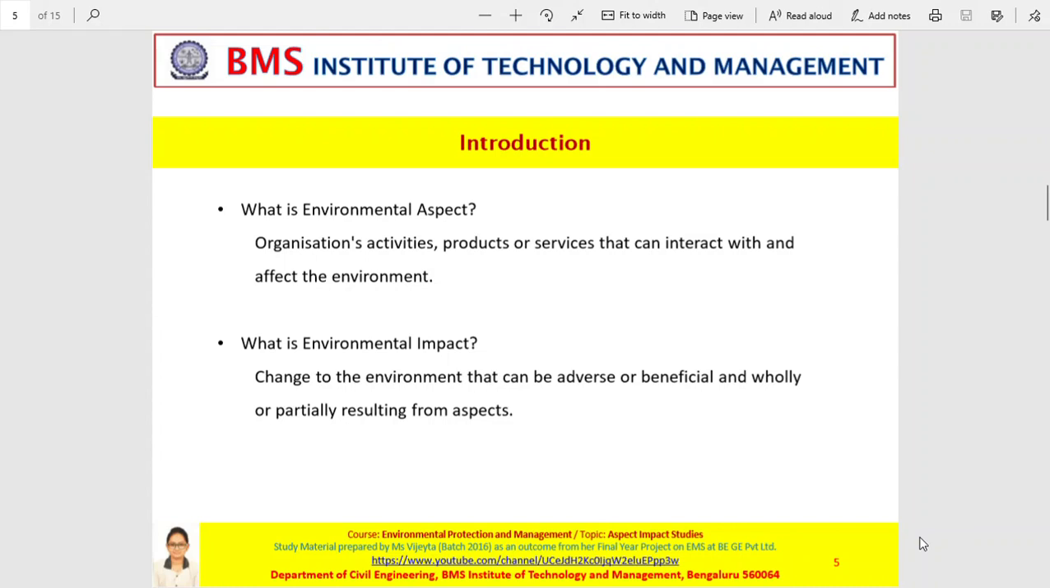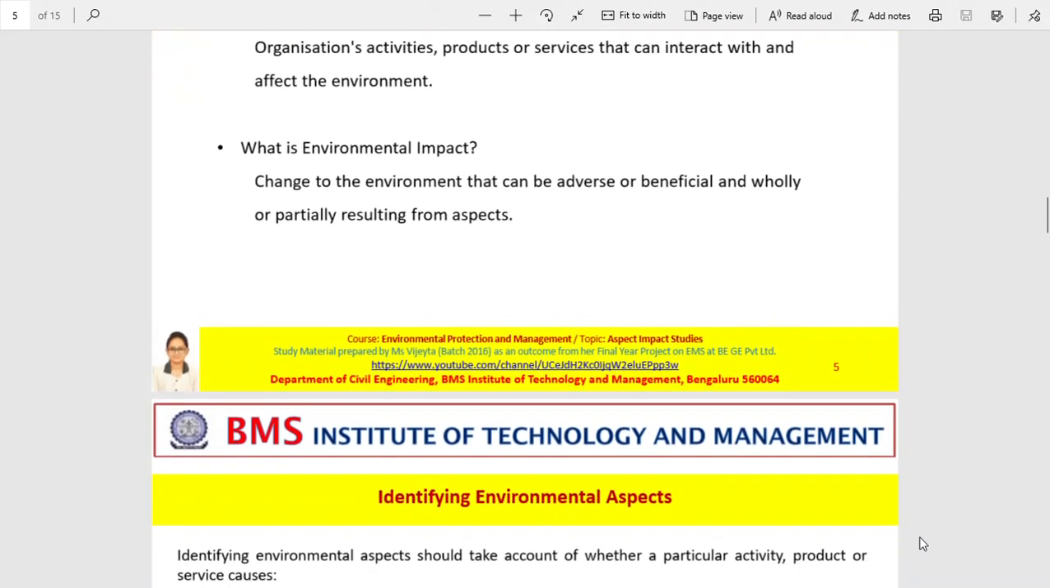As a simple example to understand aspect impact better, consider an activity of housekeeping. Based on the definition of aspect, the aspect for this activity would be generation of wastewater. Now, the impact this wastewater would cause on the environment would be water pollution. Therefore, for the activity of housekeeping, the aspect would be generation of wastewater and the impact would be water pollution.